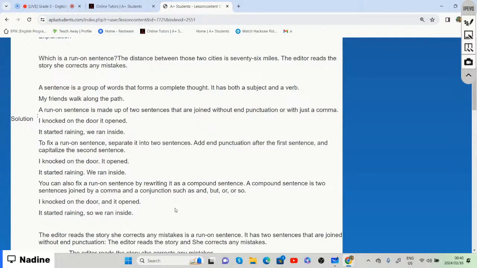Or when it comes to a run-on sentence, right, we can fix a run-on sentence by rewriting it as a compound sentence. And a compound sentence is two sentences that are joined by a comma and a conjunction such as and, but, or so.